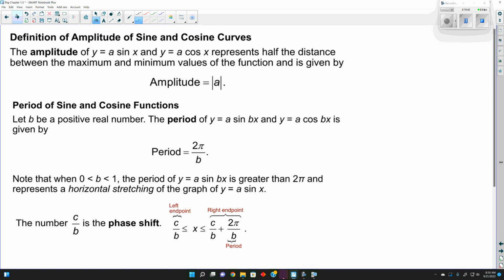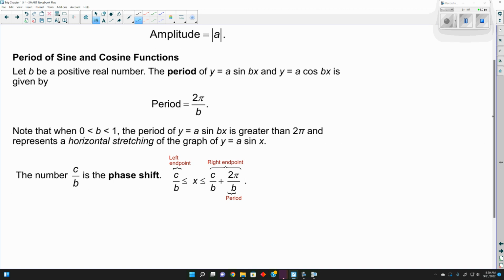Now I included this here for you, so the amplitude is just going to be the absolute value of a. Whatever a's value is, we take the absolute value of it, because the value itself is telling us what the amplitude is. If it's negative, it's just saying it's a reflection across the x. The period is going to be 2 pi over b for sine and cosine. So whatever the number in front of x is, we put it underneath, take 2 pi and divide it by it, and it gives us our period.